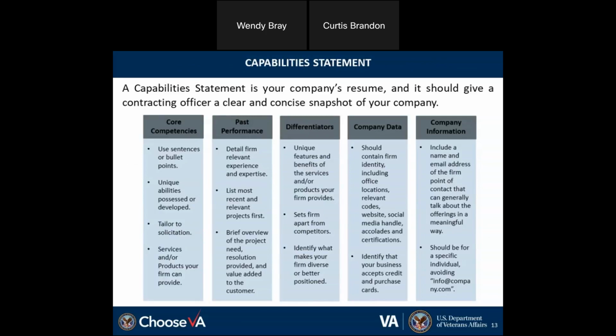Capability statements. Why are capability statements relevant? Well, it's an extension of your website. It's a summary, or a synopsis of your business. Procurement decision makers are looking at your past performance, core competencies, differentiators, company data, and contact information as it relates to the requirements in the solicitation.